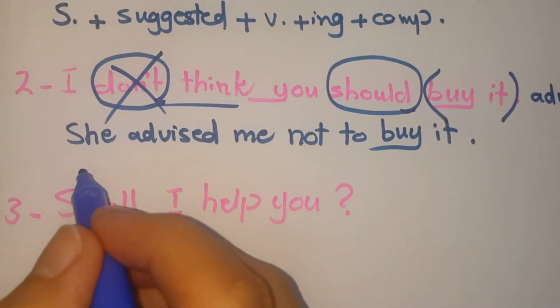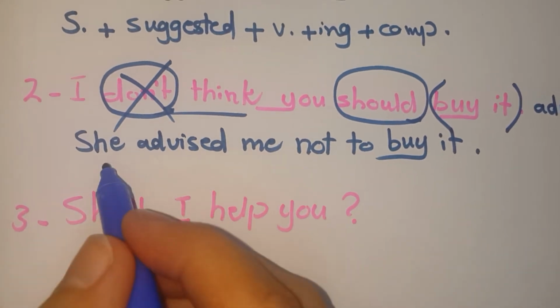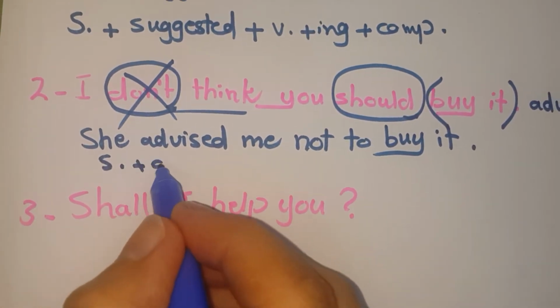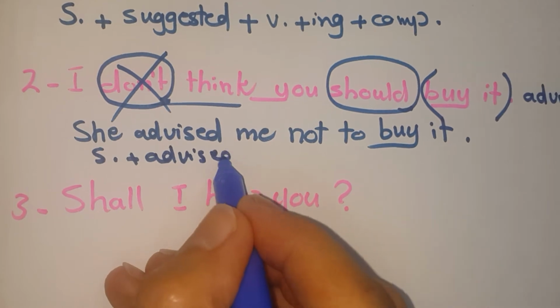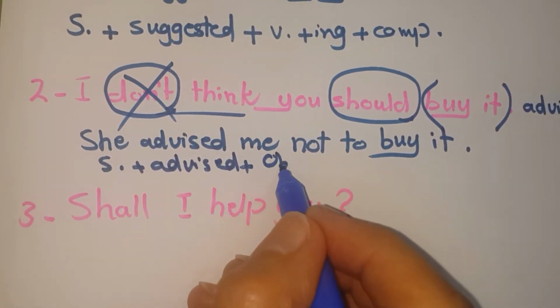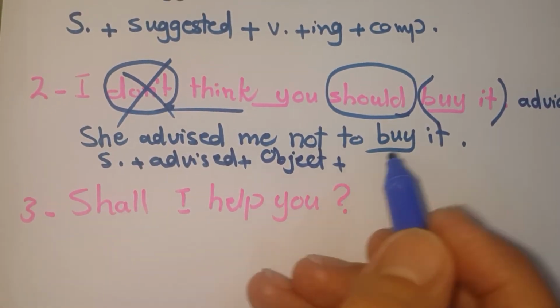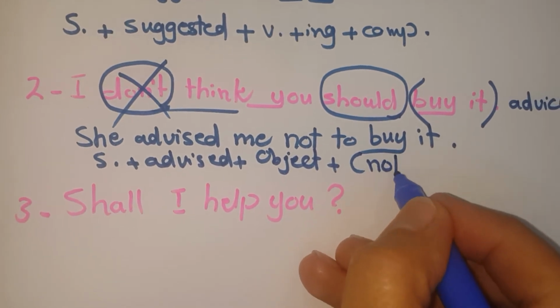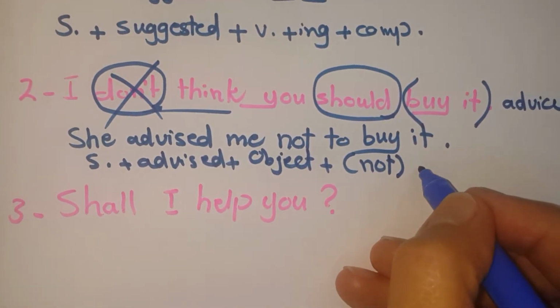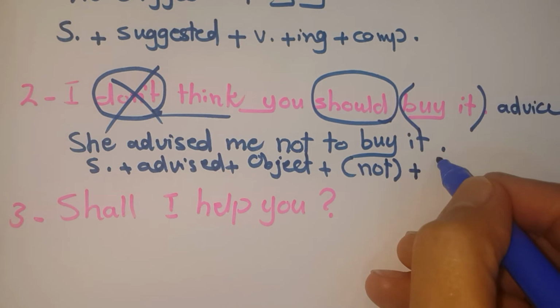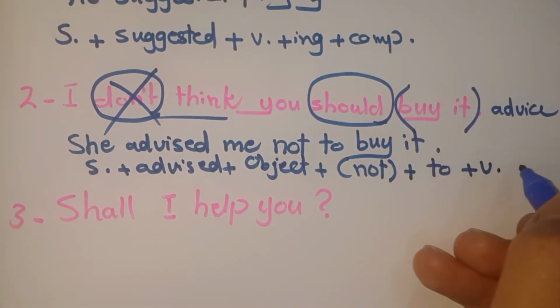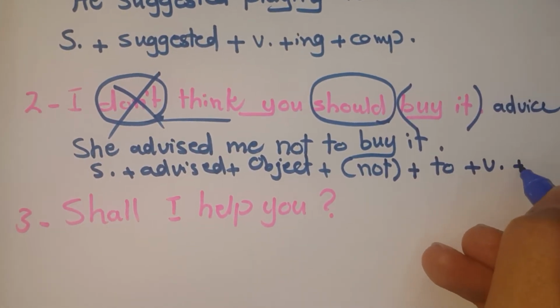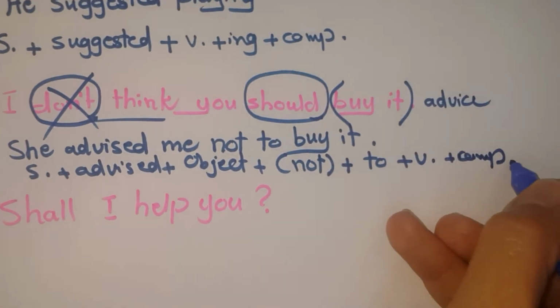So we make a rule. Subject, advised, object, and then not if the advice is negative, followed by to and the verb in its base form, then the complement.